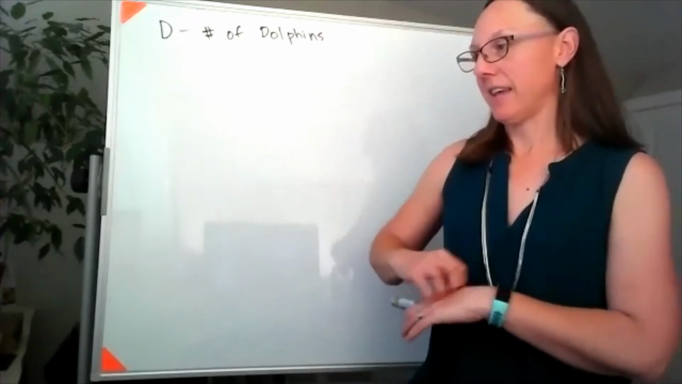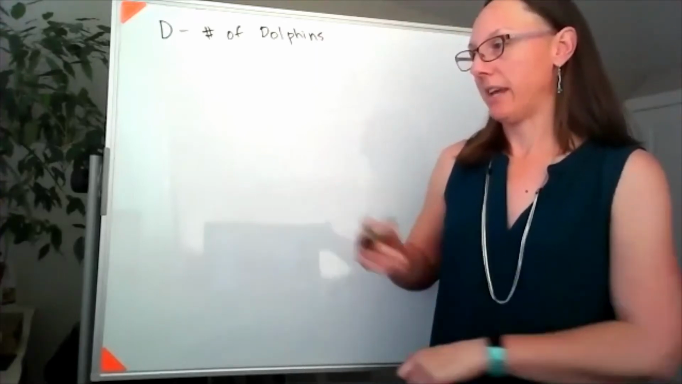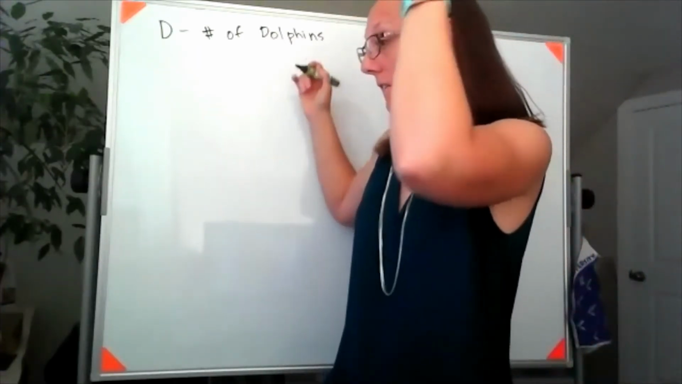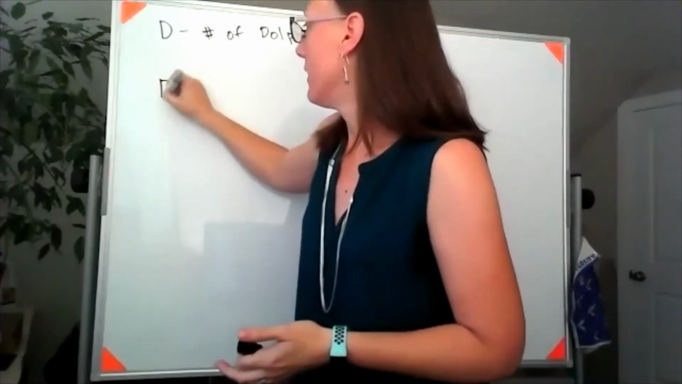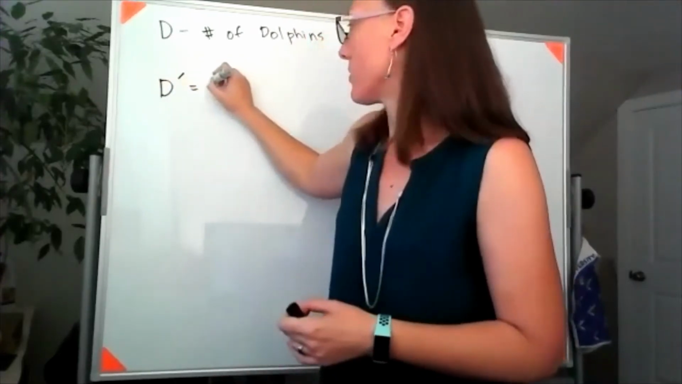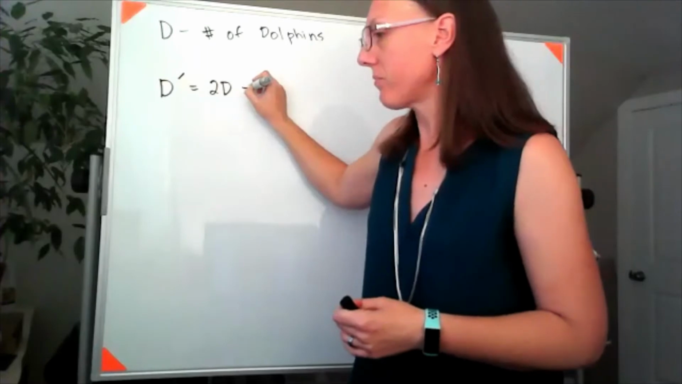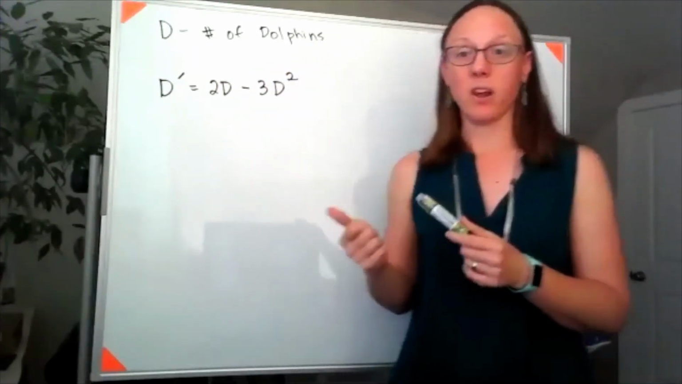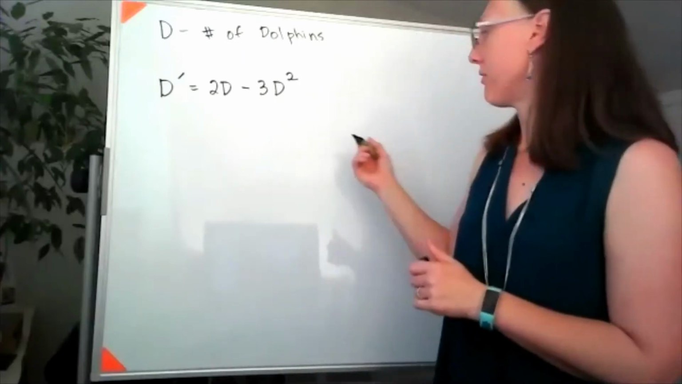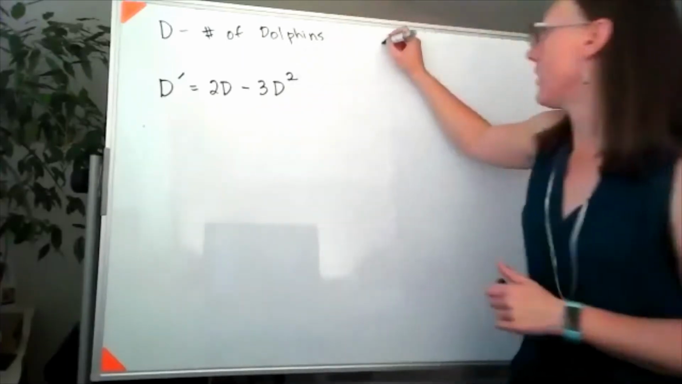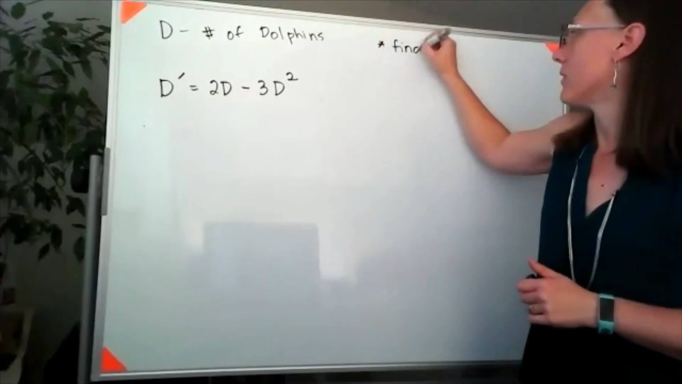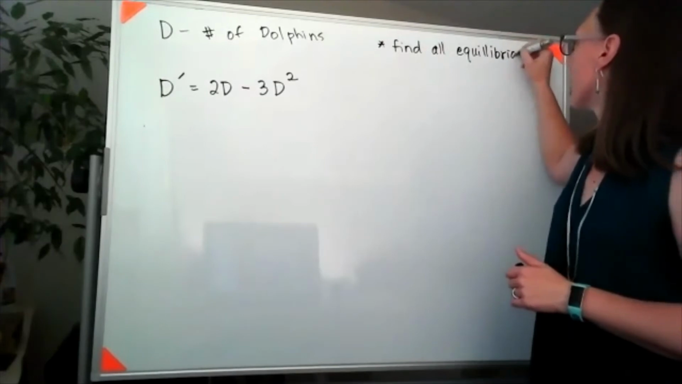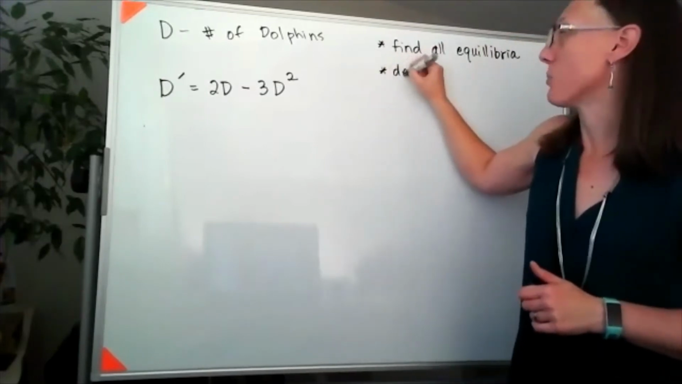Let's say that our population of dolphins follows that D prime is equal to 2D minus 3D squared. And what I want to know, without sketching a graph, is to find all equilibria and determine their stability.